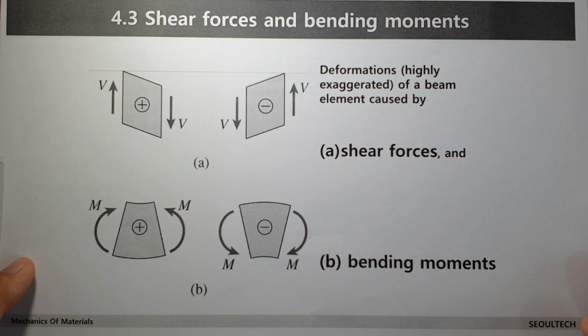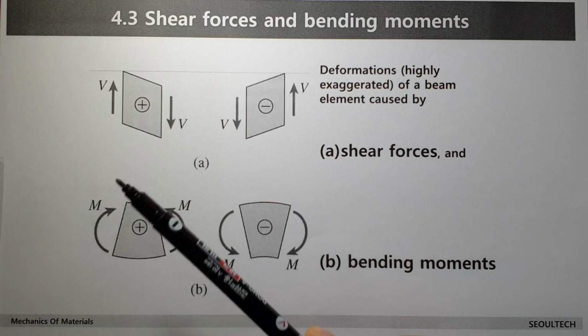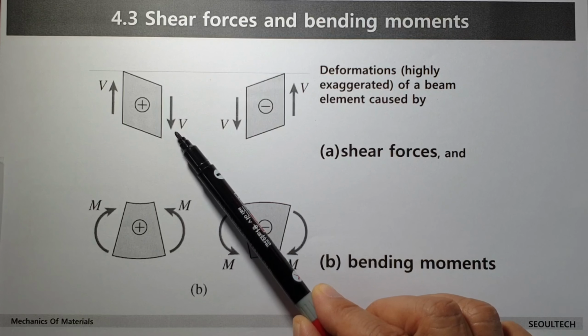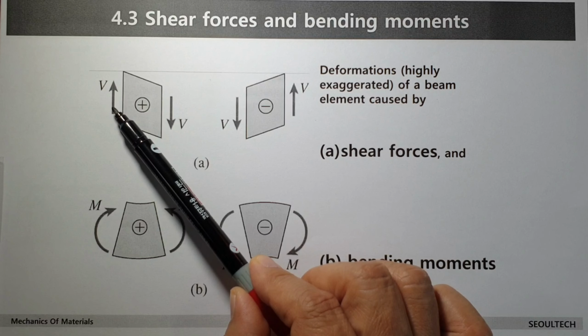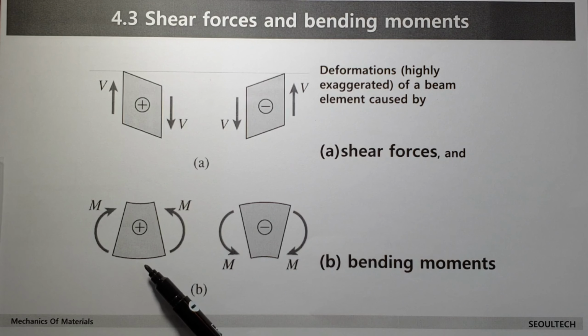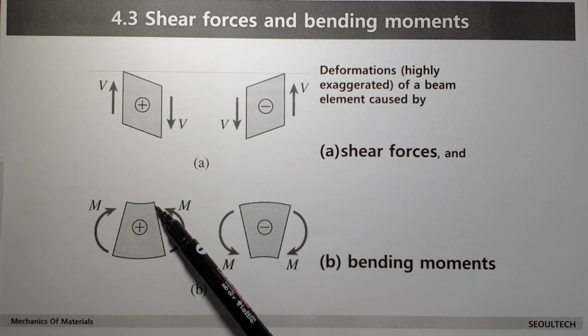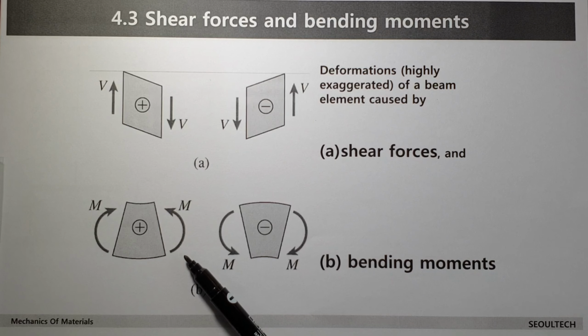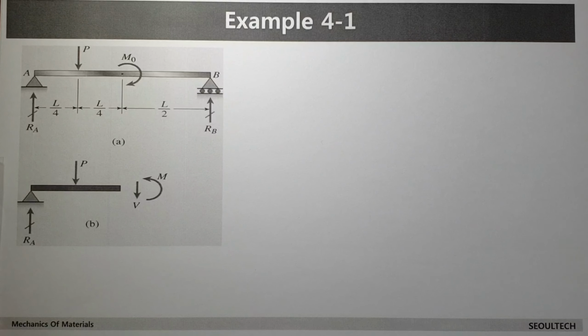When you see this figure again, for shear force, the positive direction is like this. On the right side, downward direction is positive, and on the left side, upward direction is positive. And in the case of bending moment, on the right side, counterclockwise direction is positive. Okay, we can apply this kind of sign convention to this problem. Let's go back to this problem.